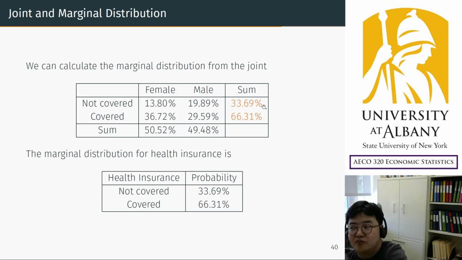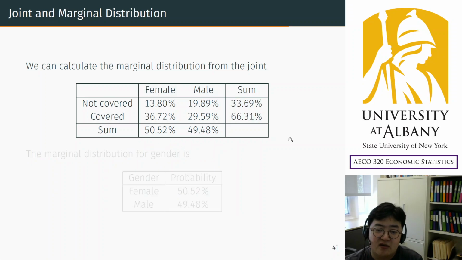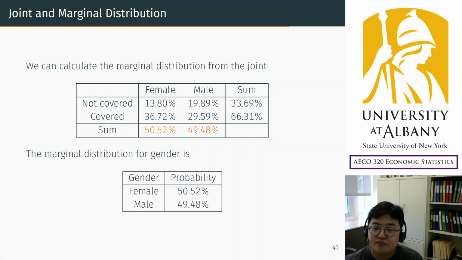Summation across columns, row by row, will give you the marginal distribution for this variable. Similarly, you can do the marginal distribution for gender. The probability of female is the sum of these two numbers, 50%. The probability of male is the sum of these two numbers, 49%. So marginal probabilities are calculated this way.